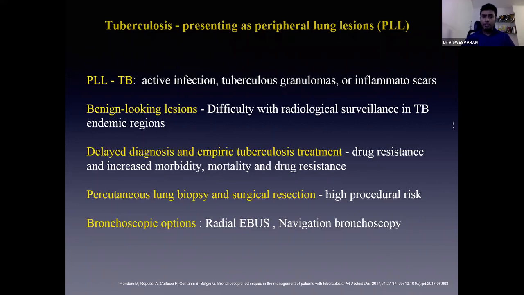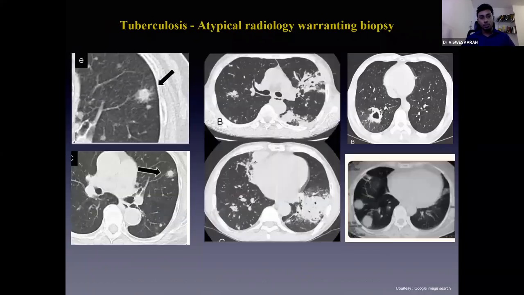And percutaneous lung biopsy and surgical resection, which are tried for peripheral lung lesions, are associated with a high procedural risk. And so this brings us to the options with bronchoscopy, which can be in the form of either a radial EBUS or in the form of a navigation bronchoscopy.